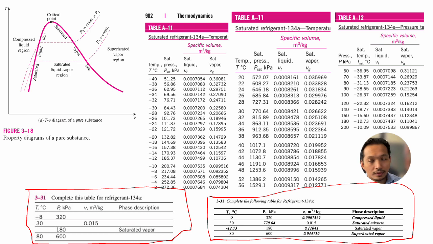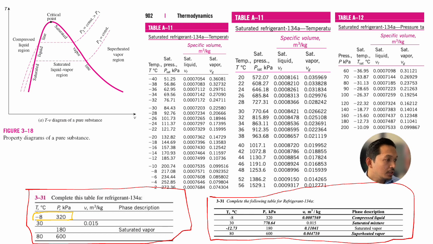Take note that in this particular example, they're given 4 properties, that is the temperature, pressure, specific volume, and phase description. There will be another example that we're going to discuss, where they will give us the enthalpy value. Since for this example there's no concern for the X factor, just take note of that. Alright, for the first row, it is given the temperature and pressure.